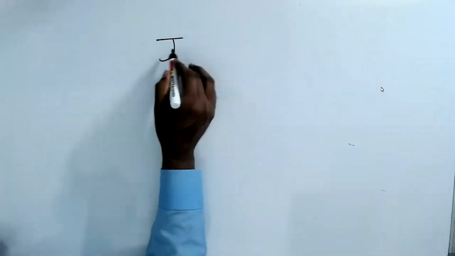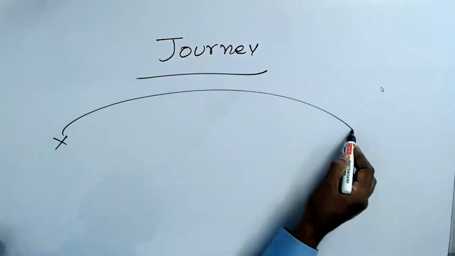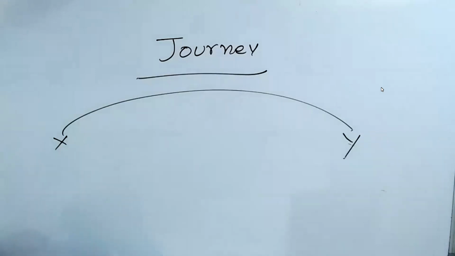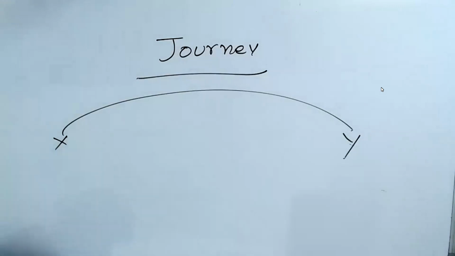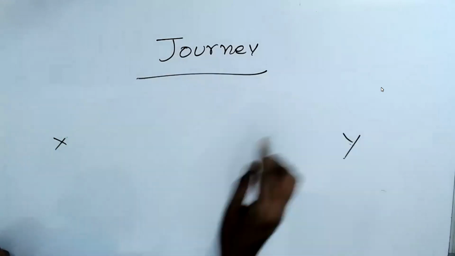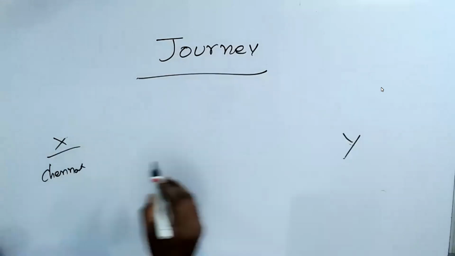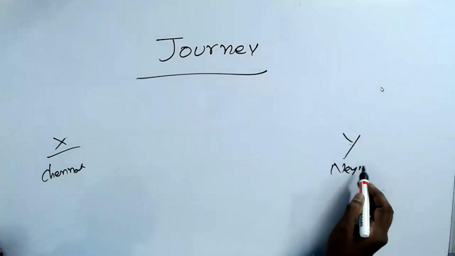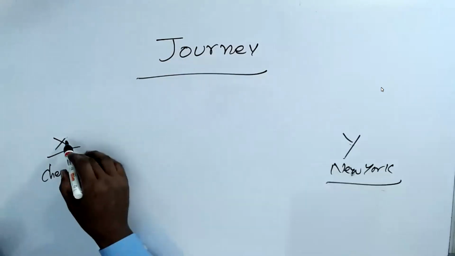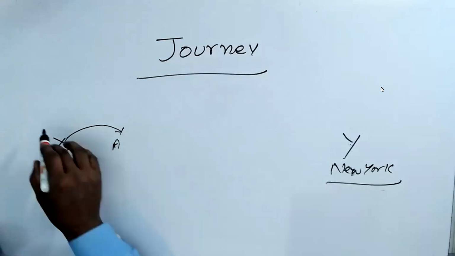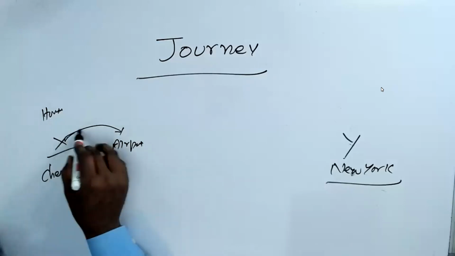If I define a journey, what is a journey? Going from place X to place Y. It's a journey. Understand? Going from place X to place Y is a journey. But you take here, this could be from Chennai, this could be New York. So how do you go? So many things. I go from Chennai, my house, to the airport. This is one journey.